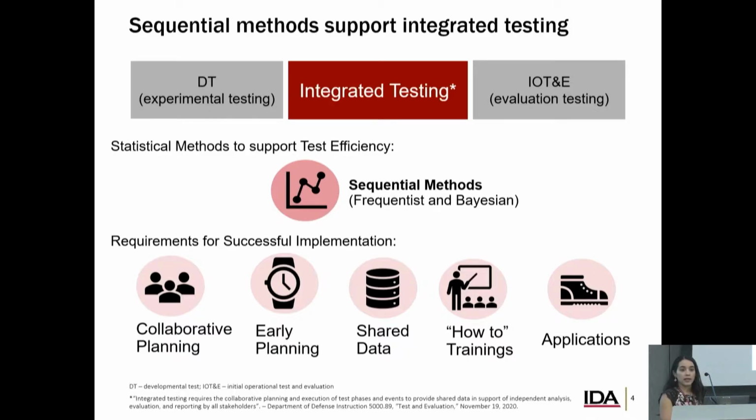We need to share data early and often so we can actually make the decision and keep going. And of course, we need to train the community as to how to implement sequential methods, not only the statistical part, the methods that I'm going to show to you, but then actually on the go, like how are we collecting data, what things we need to keep in mind, how are we going to store and share the data, and of course we need to show those through applications of successful case studies.